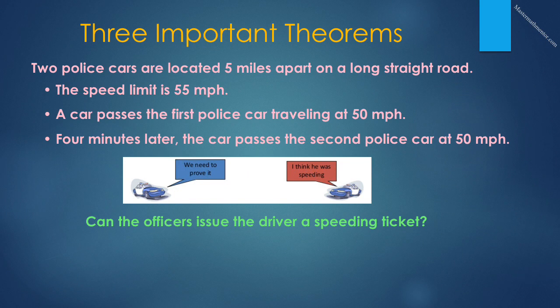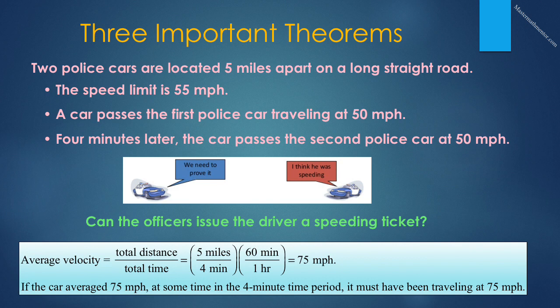Hi, Stu Schwartz. Our third existence theorem is called the mean value theorem. It's a theorem that you probably never heard of in terms of its name, but you probably understand its implications without studying it. We use an example. Two police cars are located 5 miles apart on a long straight road. The speed limit is 55 miles per hour. A car passes the first police car traveling at 50 miles an hour, and then 4 minutes later, that car passes the second police car still traveling at 50 miles an hour. The question is, can the officers issue the driver a speeding ticket?